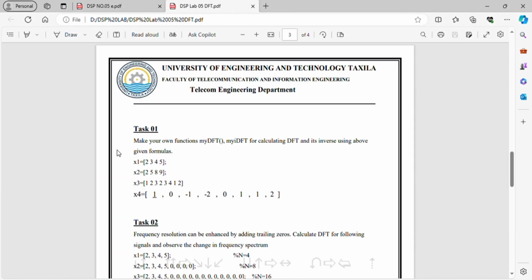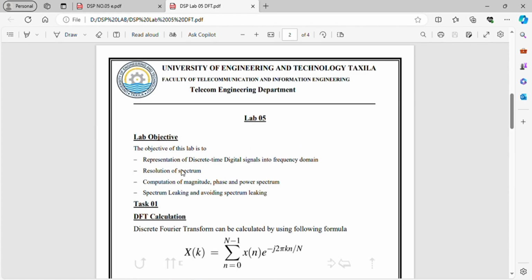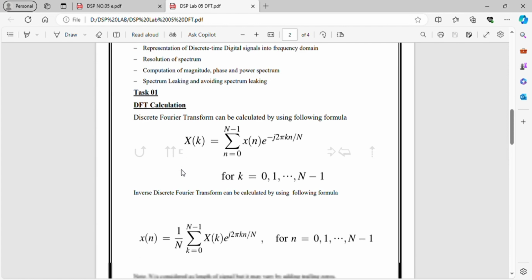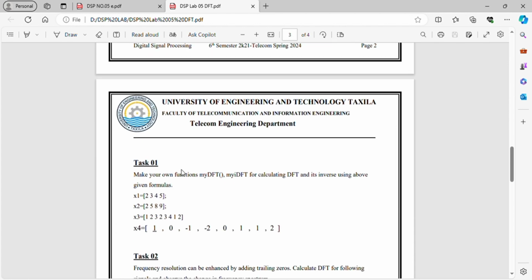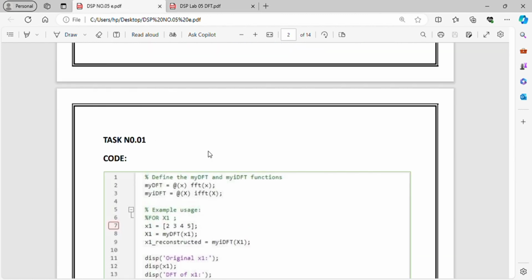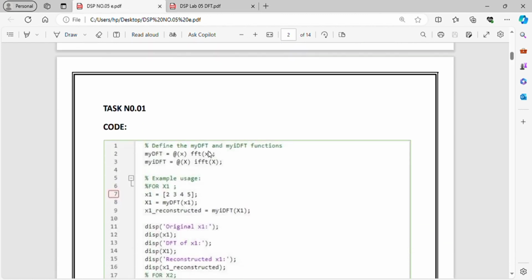Task number 1 is to make your own my discrete Fourier transform and my inverse discrete Fourier transform for calculating the discrete Fourier transform and its inverse using the above given formulas. This is the formula, and here are some values x1, x2, x3, and x4. Now rewrite the code in MATLAB, where my discrete Fourier transform is given as this and my inverse discrete Fourier transform is given as this.